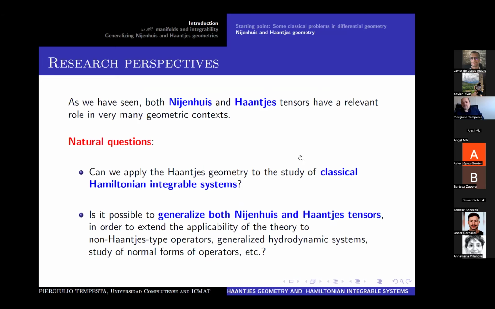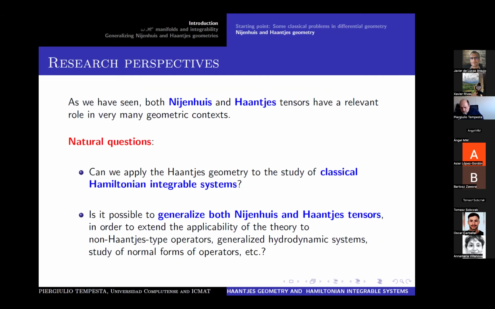Okay, so once we accept that Nijenhuis and Haantjes tensors are important in many geometric contexts, there are natural questions that arise. Can we apply Haantjes geometry to the study of classical Hamiltonian integrable systems? Is it possible to generalize Nijenhuis and Haantjes tensors in such a way that we can treat the theory of non-Haantjes operators like the previous one, okay?